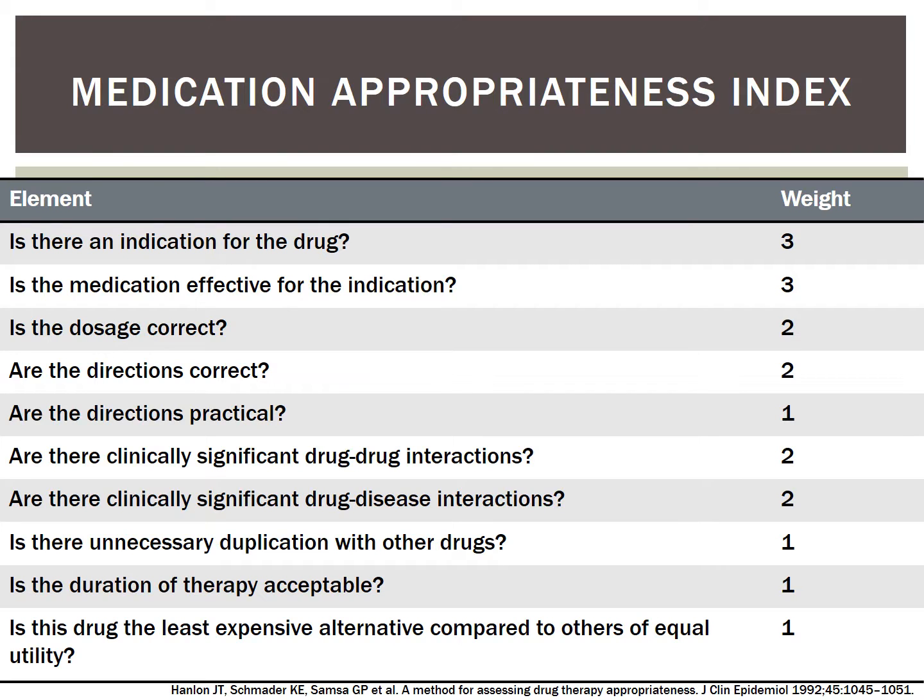So we should be thinking, does every drug have an indication? Is the medication effective for that indication? Is the dose correct? Are the directions correct? Are the directions practical? Is it something being prescribed 3 or 4 times a day when we have an alternative that could be taken significantly easier or less frequently? Are there clinically significant drug-drug or drug-disease interactions? Is there any unnecessary duplication with other medications? Is the duration acceptable? And is it the least expensive alternative?